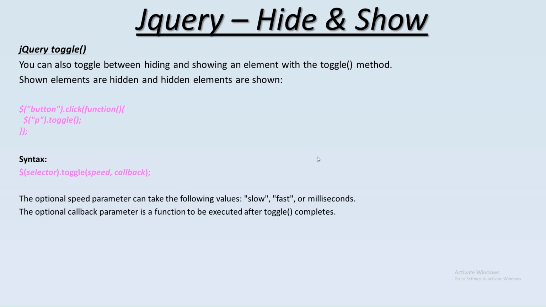So instead of using hide and show, you can simply use the toggle function, and that will take care of both. What is the syntax? The syntax is the selector and dot toggle, then again the same speed and callback function. The optional speed parameter can take the values slow, fast, or milliseconds, and the optional callback parameter is a function to be executed after the toggle completes. So that was the explanation. Let's go ahead and see them in action.